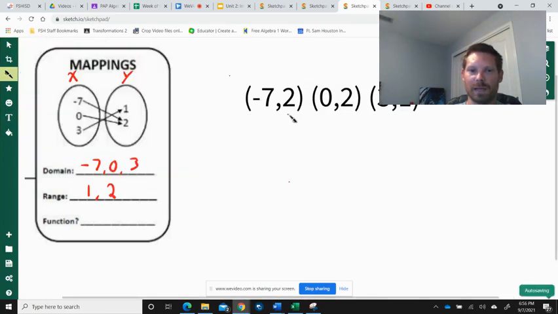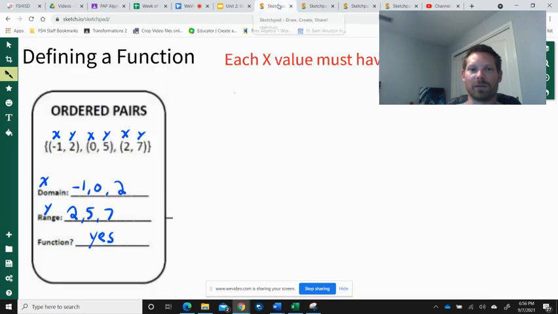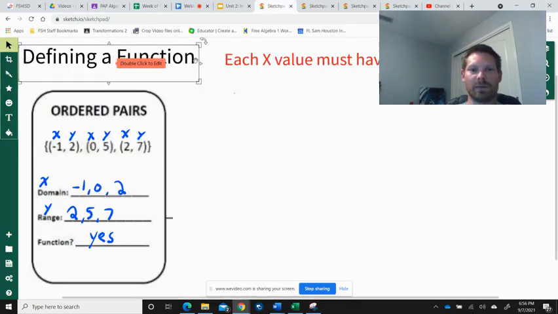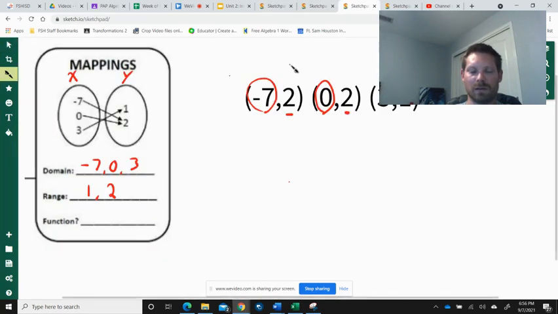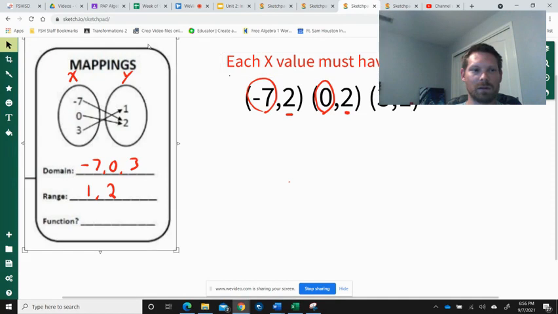Okay, now these twos repeat, but that does not mean it's not a function, right? Because -7 and 0 are two different x values. It's okay if they have the same y value because they're two different x values. All right, so let's go back to our rule and see if y'all can see how this works. I'll just copy and paste that.